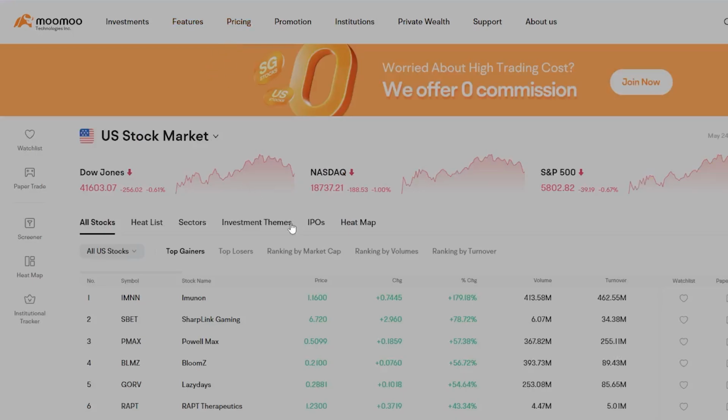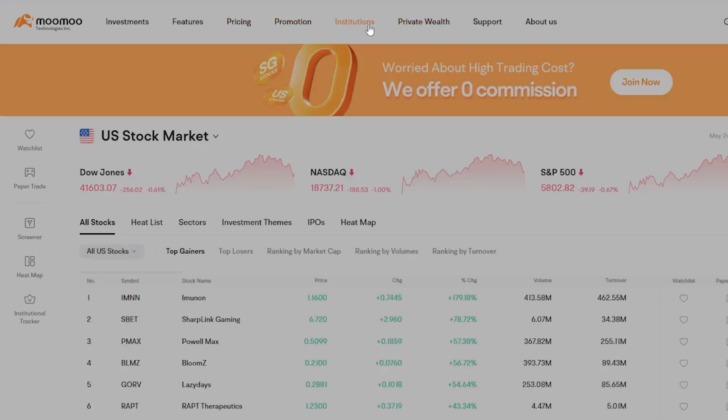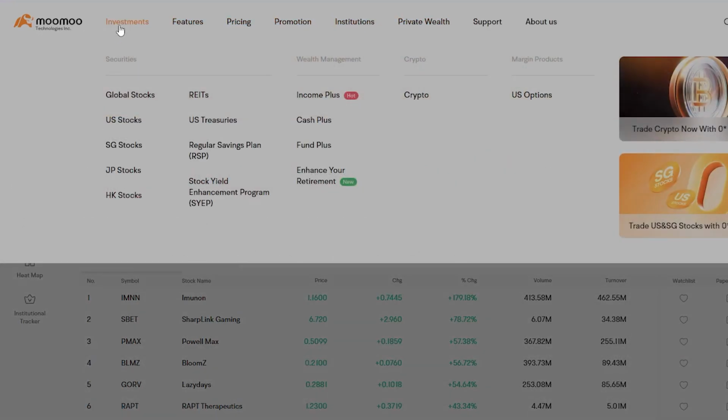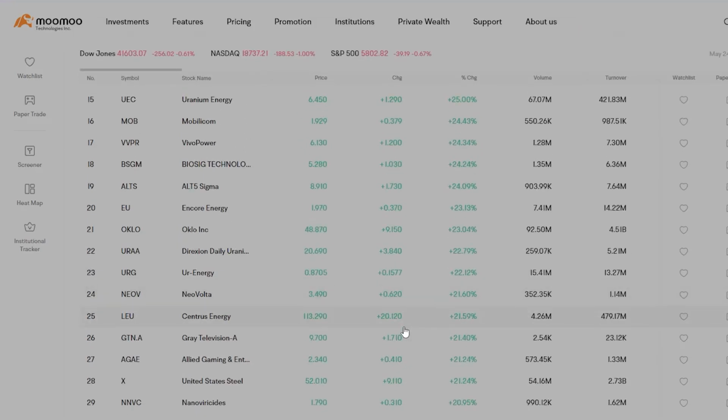Once your account is set up, you'll need to make a qualifying deposit. The minimum is $100. If you deposit $100, Moomoo will reward you with 5 free stocks. Deposit $2,000 and you'll get 25 free stocks. If you're able to deposit $5,000, you can get up to 60 free stocks. The value of these free stocks varies a lot. They could be as low as $2 or as high as $2,000. So there's some real upside.